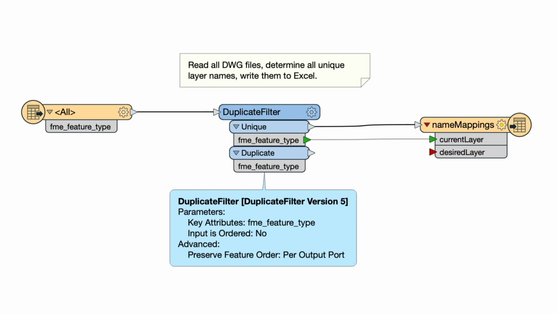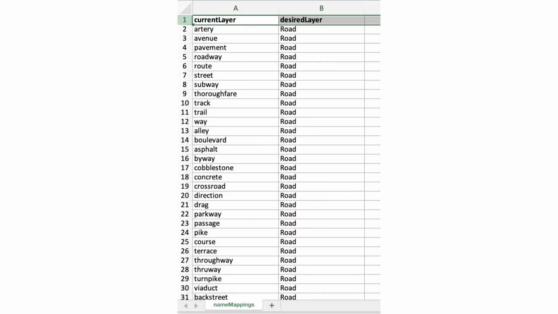Then we can take that merged thing and use something called a duplicate filter to give us only a spreadsheet of all the unique layers that there were in there. And I'm looking into the future because a human will then give us the desired layer mapping. So we're going to use Excel as kind of our stopping point. Here's a CAD to Excel translation. Of course, we're throwing away all the geometry, and all we're getting is a list of all the unique layer names. And here we go, looking at it in Excel. The current layers are all these different things, and I've called them all road on the way out.